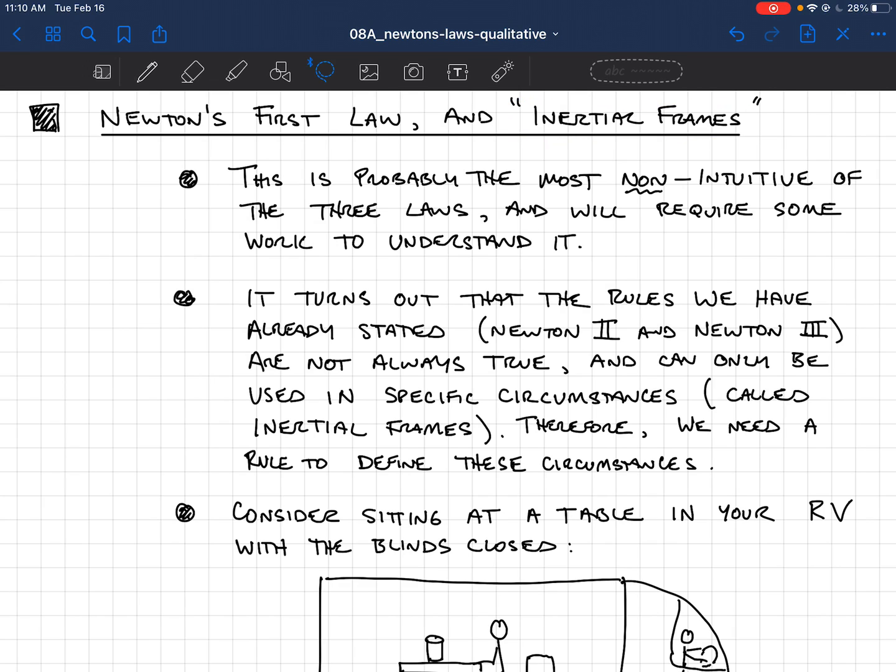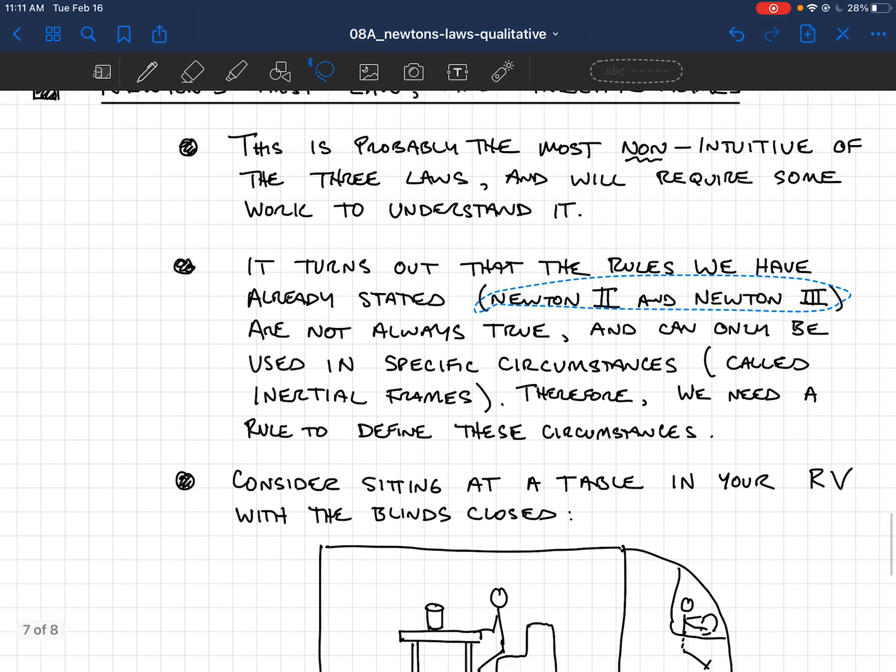And I'll try to give you some examples that make it make sense. So the reason for Newton's first law, remember, we have an axiomatic theory, so each of the axioms is necessary to describe the theory. The reason that Newton's first law is necessary is because it turns out that Newton's second law and third law don't work all the time. There are specific circumstances where they don't work, or a better way of saying that is that they work only in specific circumstances, which are called inertial frames. So we need to have a way of defining what those circumstances are, defining the inertial frame, and then stating that you can only use Newton 2 and 3 when you are in an inertial frame. That's what Newton's first law is.